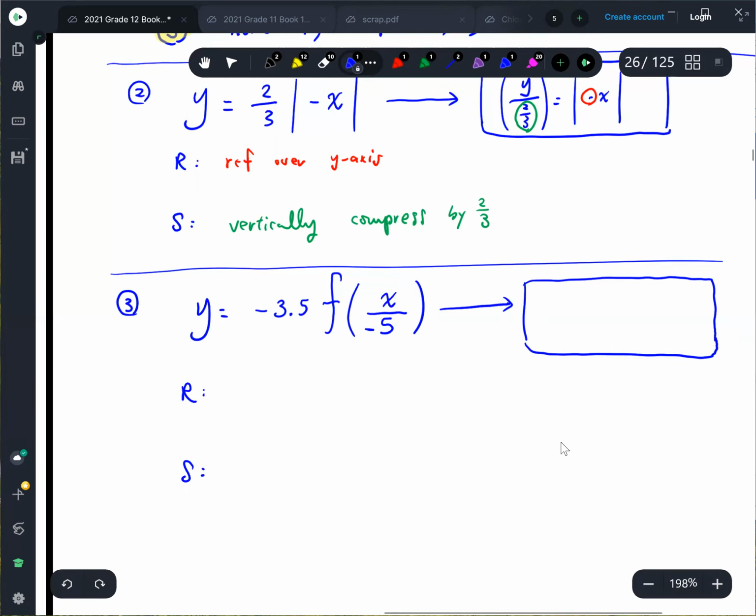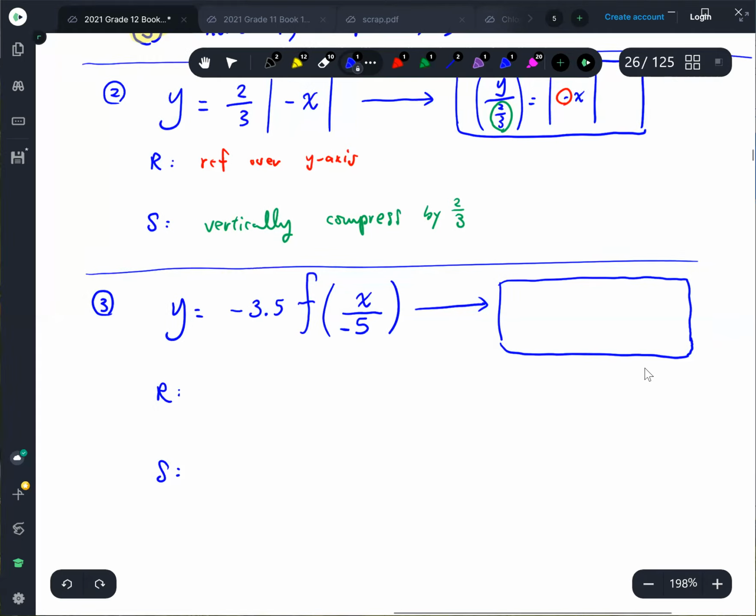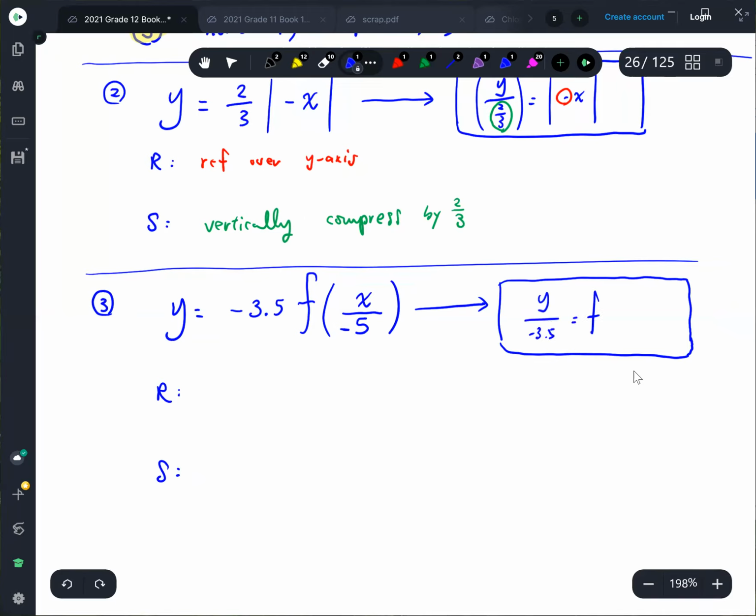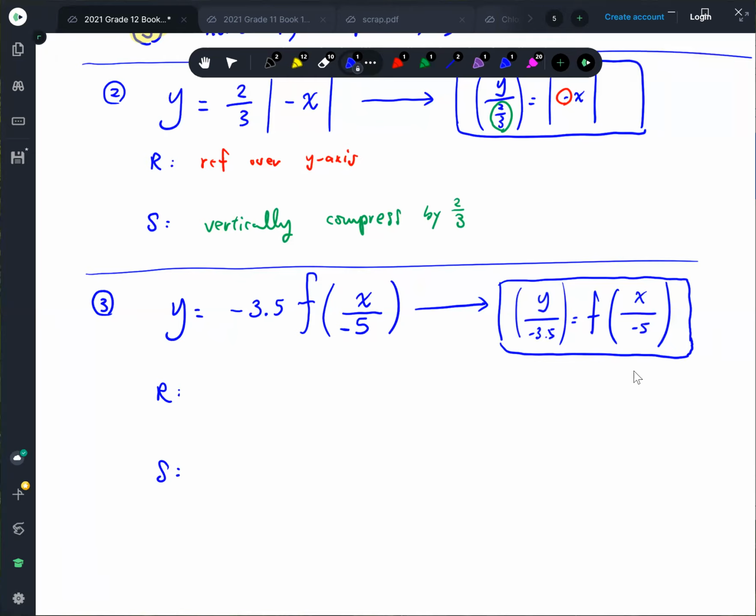Okay, let's check the story form. You should be done the story form by now. Callum, what's your story form? Y over negative 3.5 is equal to f of x over negative 5. Yeah, very good. Okay, so once you have that, you're more than half done. Once you finish the story, please raise your hand.